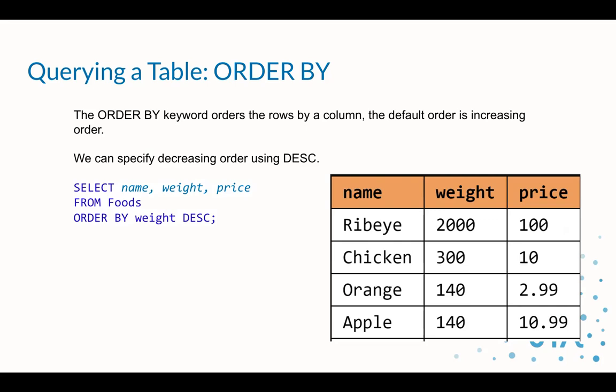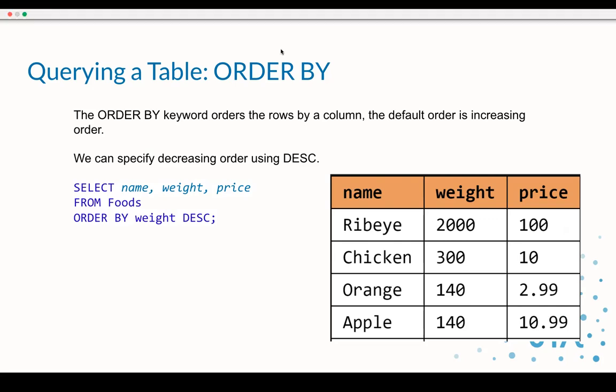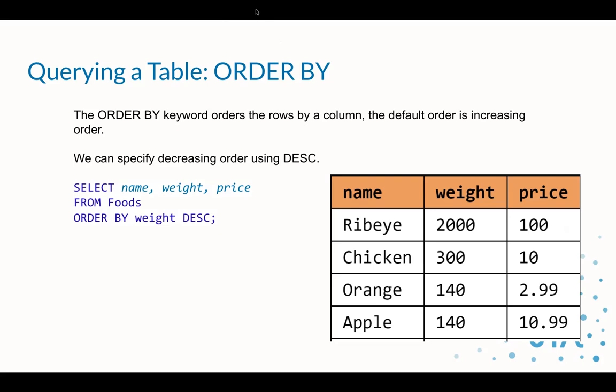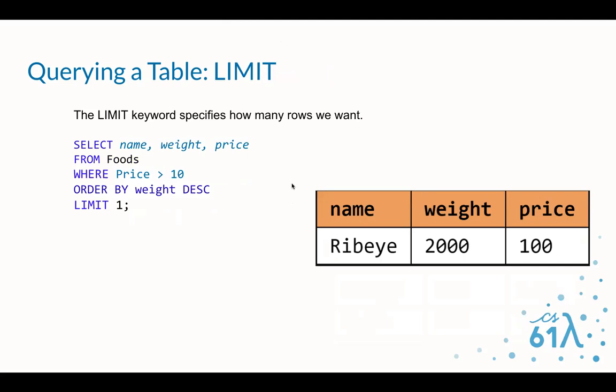Just looking at this example, if you want to order by weight, going from the highest weight to the lowest weight, you're going to do order by weight descending. So are there any questions about that? All good. Okay, next is limit.